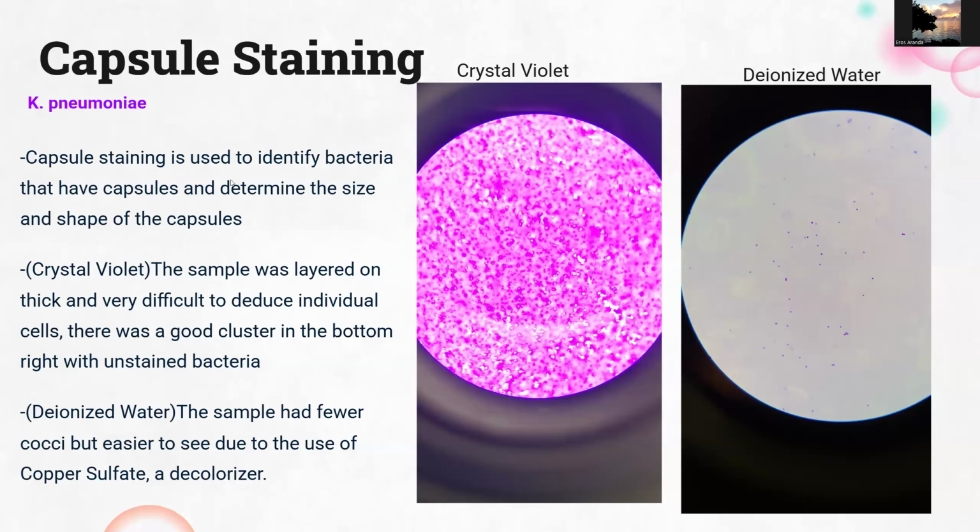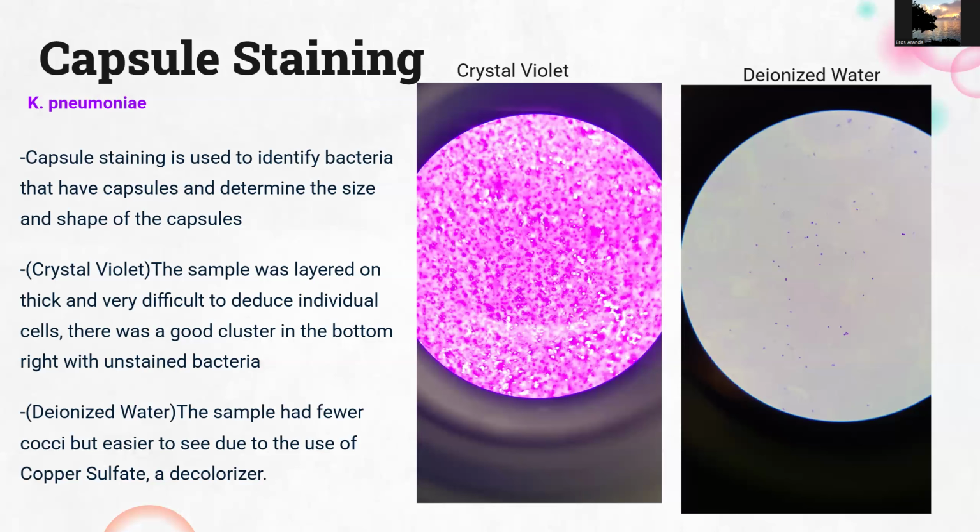Now, once again, capsule staining, we use it to actually identify bacteria that have capsules and determine the size and shape of the capsules. For the deionized water, this one, there's fewer cocci all around, but it was a lot easier to see because we use copper sulfate, which is a decolorizer.